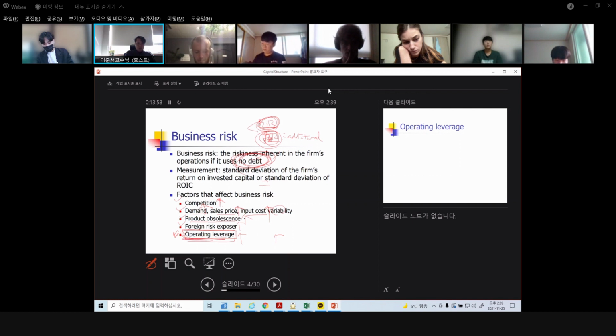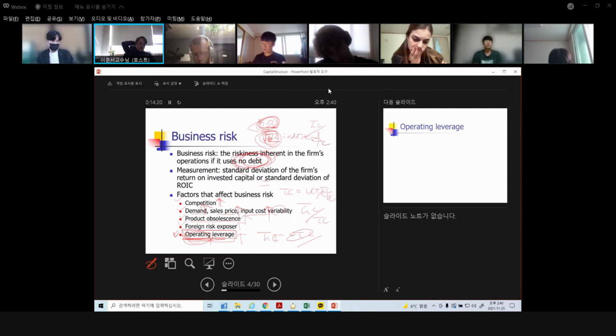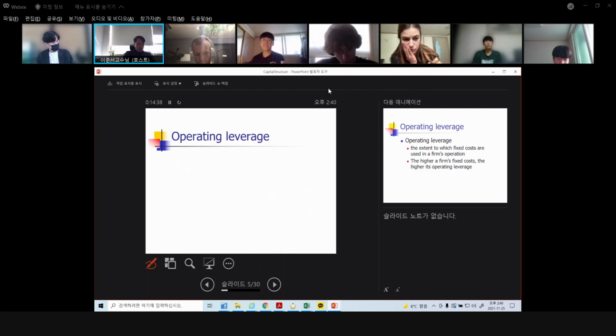What is operating leverage? The portion of fixed cost out of total cost. There are two costs, right? Fixed cost and variable cost. Total cost can be decomposed into variable cost and fixed cost, right? So operating leverage means the fixed cost divided by total cost. So the higher the portion of fixed cost, the higher the operating leverage, which affects the business risk. Okay, so let's take a look at the operating leverage in more detail.